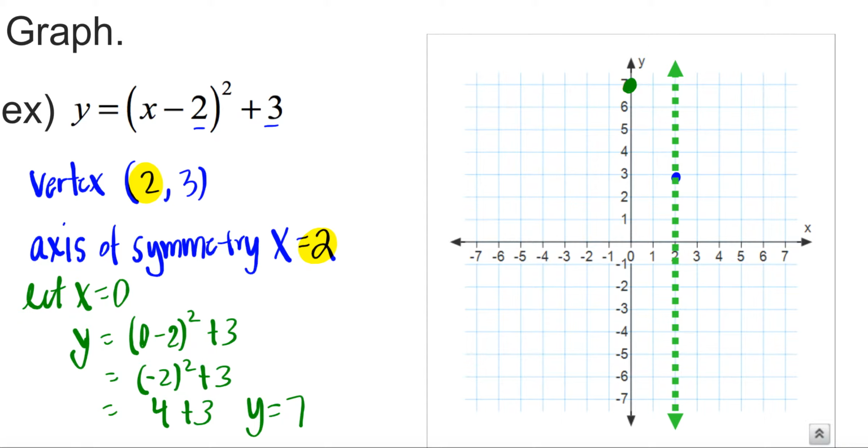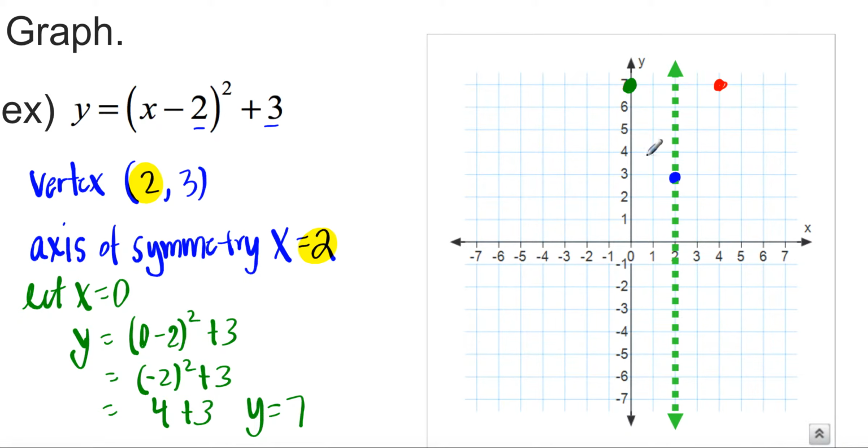I kind of can't see my vertex, so let me go make that bigger, just because my dotted line got in the way. Now I'm going to find the other point that corresponds with my y-intercept. My y-intercept is 2 units away from that dotted line: 1, 2, so I count 2 more: 1, 2. My red dot and my green dot are equidistant from that axis of symmetry.